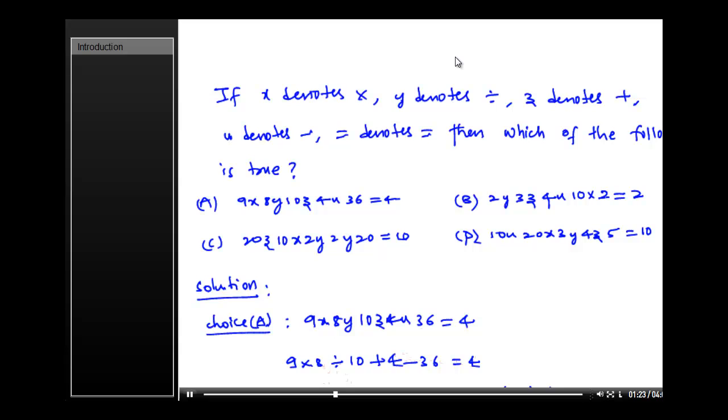Now we'll check with choice B. This implies 2, Y means divide by 3, Z means plus 4, U means minus 10, sorry, X means into 2 is equal to 2. This implies 2 divided by 3 plus 4 minus 10 into 2 is 20 is equal to 2. Here also in the LHS we get a decimal value, RHS is a whole number, which is a false statement. Now we'll check with choice C.